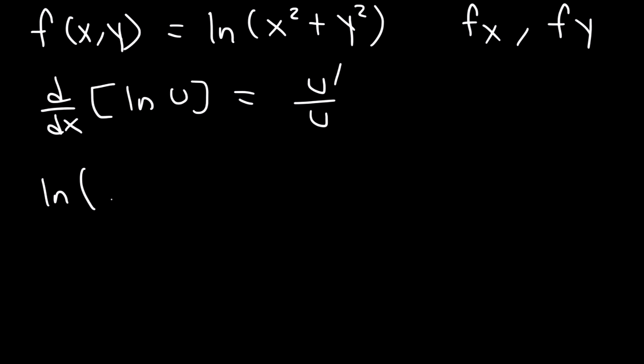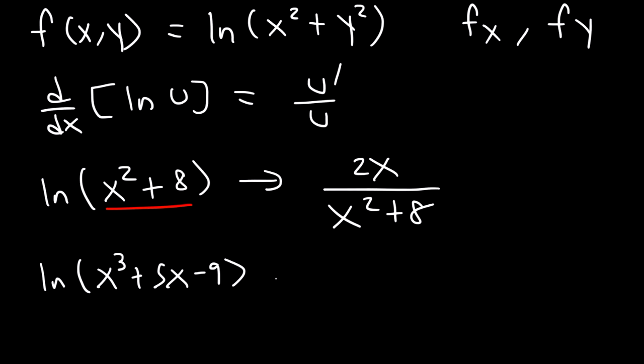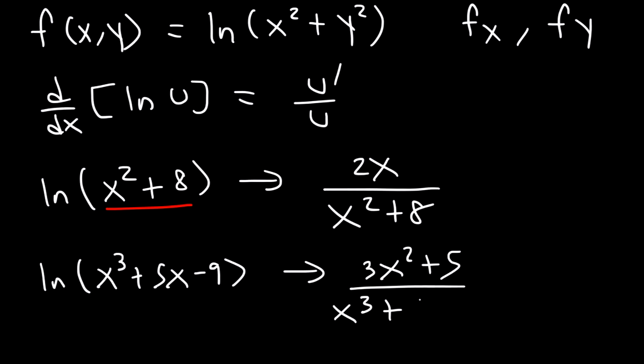So for example, if we want to find the derivative of ln of x squared plus 8, it's going to be the derivative of x squared plus 8, which is 2x, divided by whatever stuff was on the inside of the natural log function, which is x squared plus 8. So let's say if we want to find the derivative of ln of x cubed plus 5x minus 9, it's going to be the derivative of the inside function, which is 3x squared plus 5, divided by the original inside function.